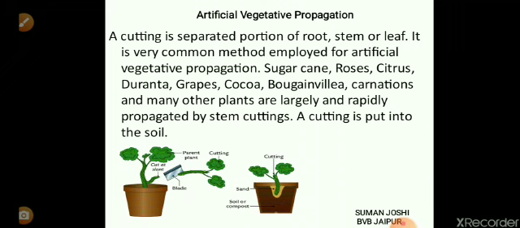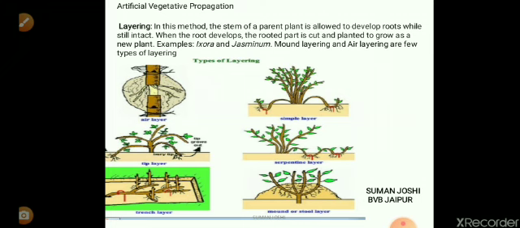The cutting is put into the soil, and then from that cutting which is present inside the soil, the roots will come out and the new shoot can grow. The second type of vegetative propagation is through layering.